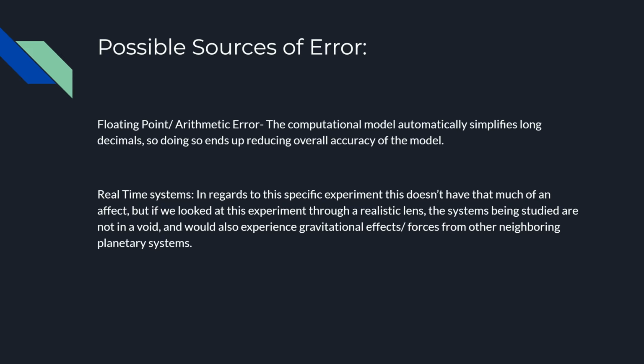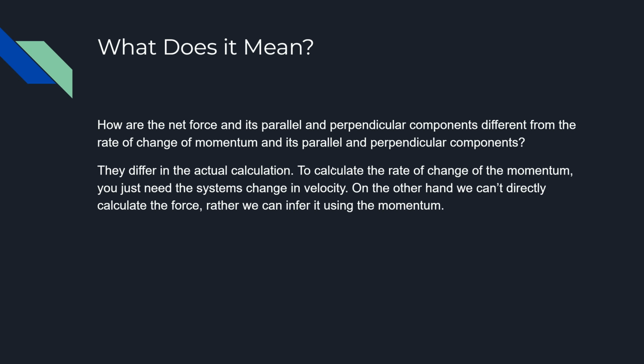In this specific experiment, this doesn't necessarily have as much of an effect, but if we looked at this experiment through a realistic lens, from an actual outer space standpoint, the systems being studied here are not just in a planetary void. They would also experience gravitational effects and forces from other neighboring planetary systems, and we'd have to take that into account in the equations. What does it mean?